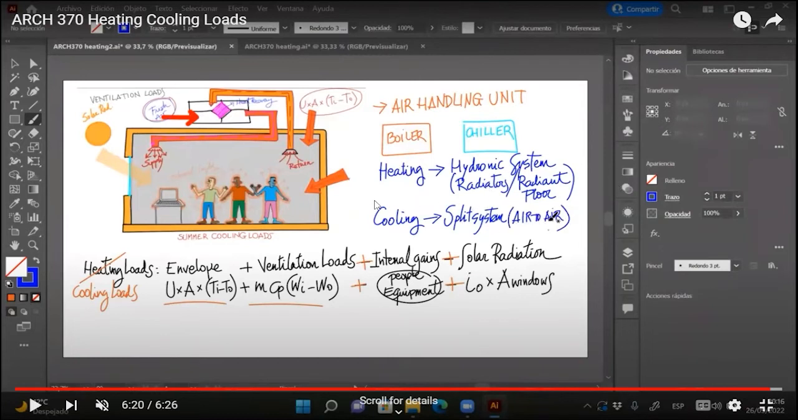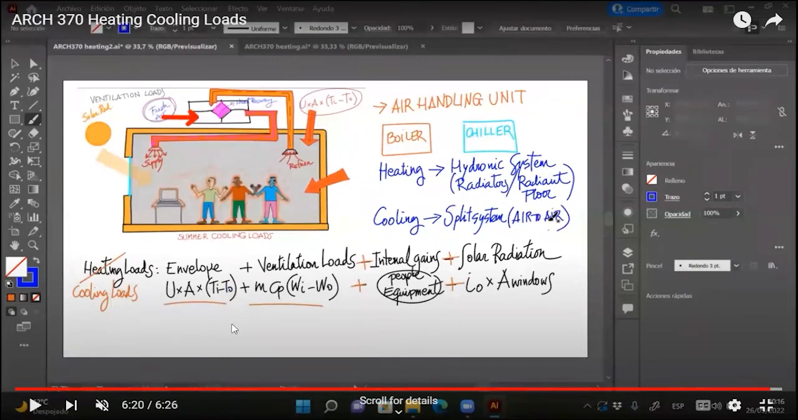And finally, we need something to reinforce, because with the air handling unit, probably it won't be enough, especially in summer. So we need this split system to provide extra cooling energy in summer. Okay, so this is what we are going to do.